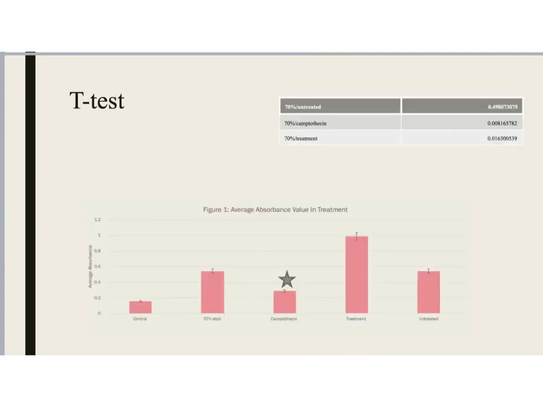So looking at my t-test, this data was generated using the WST8 reduction to determine cell viability, with measurement at 450 nanometers. These cells were treated for 24 hours in this figure, and in the graph, these are the average absorbance values in treatment. The t-test only showed significance when using the Camptothecin, which was our positive control.